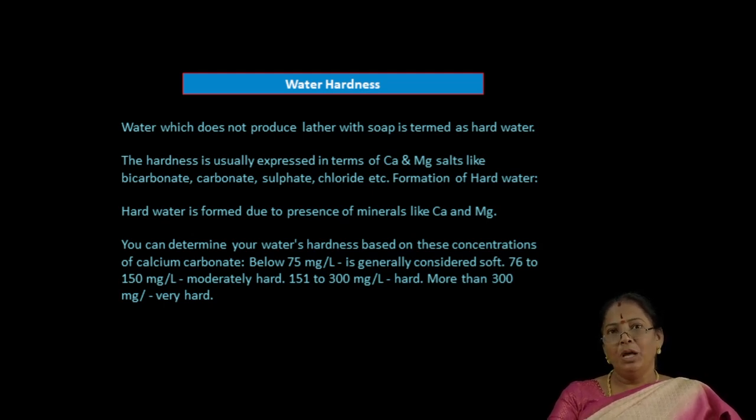In permanent hardness, the calcium and magnesium substances, that means calcium chloride, calcium sulfate, magnesium sulfate, are present in quantity. Up to 75 mg per liter, the water is considered soft water or normal water. Up to 150, it is moderately hard. Above 150 up to 300, it is hard water. More than 300 is very hard water, that means it cannot be used in any form in our day-to-day life.